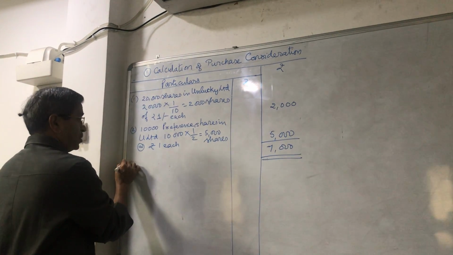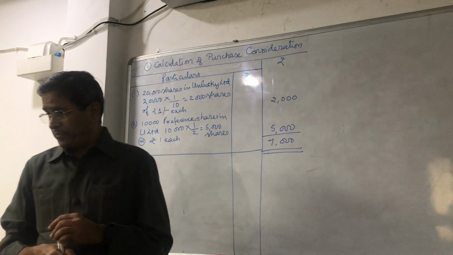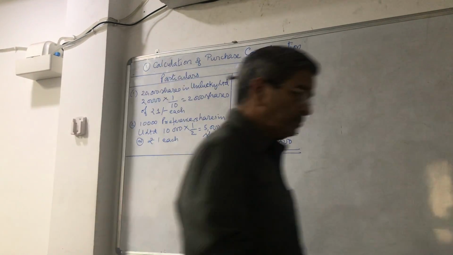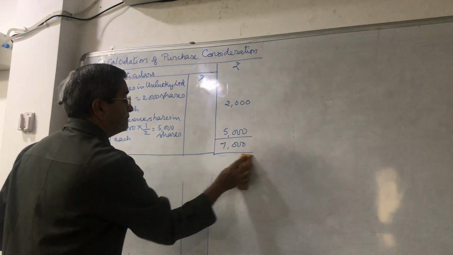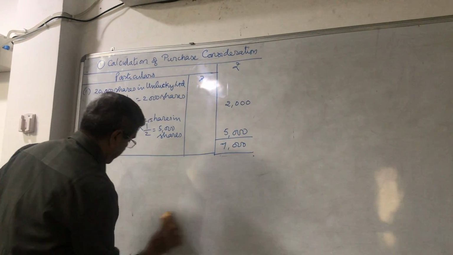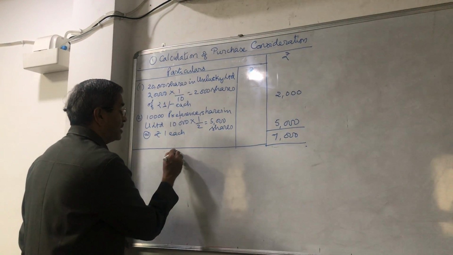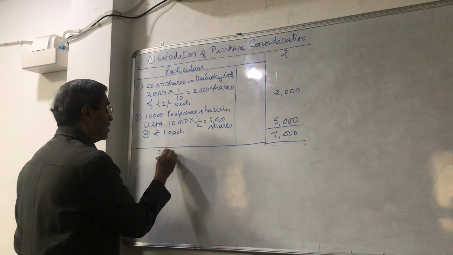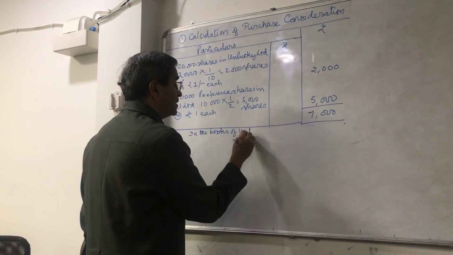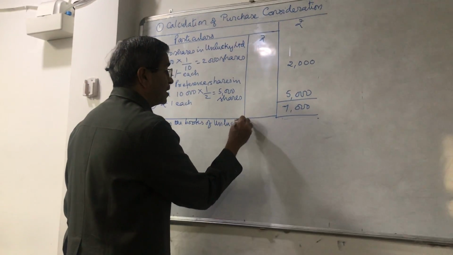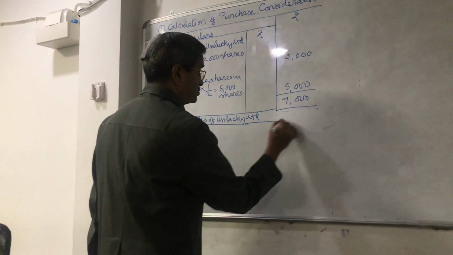Now we need to start the ledger accounts in the vendor company. The vendor company here is Unlucky Limited. In the books of Unlucky Limited, we will start with the realization accounts.